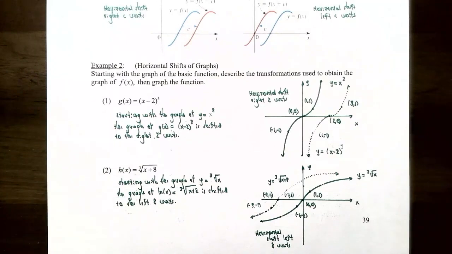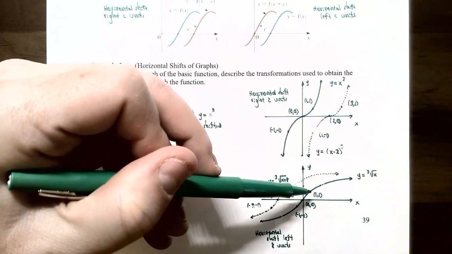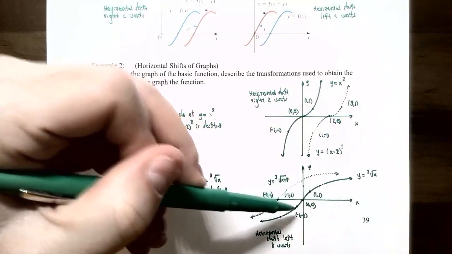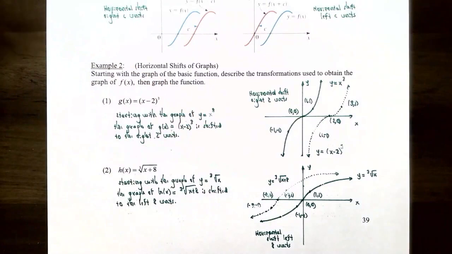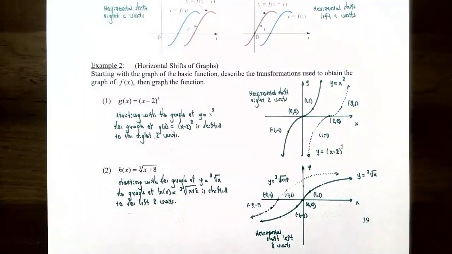So this is what the graph of y equals the cube root of x looks like. It passes through (0, 0) and (1, 1), because the cube root of 1 is 1. The cube root of -1 is -1, so it also passes through (-1, -1). And so the graph will continue going up in this direction as you go from left to right.